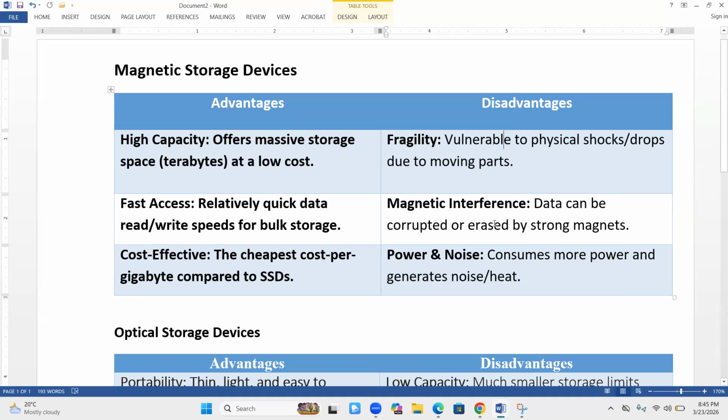Then magnetic interference. When data is transmitted with these, the data can be corrupted or erased by strong magnets. That is a disadvantage. Then magnetic storage devices generate noise and heat when we compare with other devices. It consumes more power and generates more noise and heat.